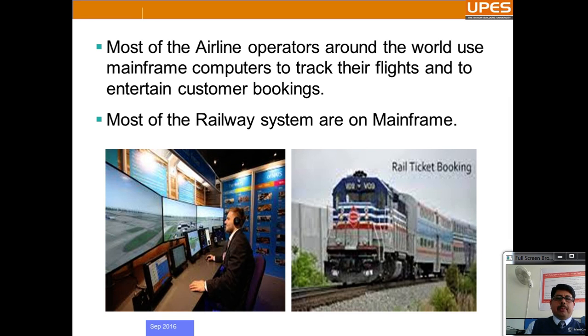The data is managed every second, and at a certain moment there are a number of users actually booking their tickets, whether on airlines or on the railway. So how are all those users managed at that moment? The machine should have the capability to manage and support the users and their queries. The mainframe has that capability, by which we can assure that a number of users can execute their transactions successfully.